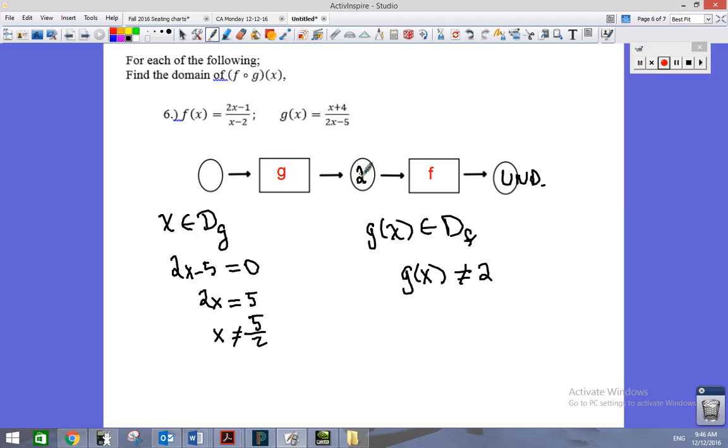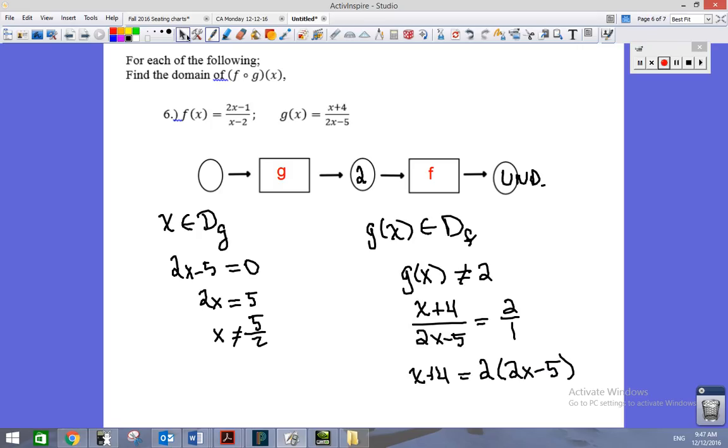Well, where did that number 2 come from? It came from g, so we have to figure out what input into g caused that output of 2, and then we have to prevent that from happening. So g was the function (x + 4) divided by (2x - 5). We temporarily let it equal 2, solve this equation to know what x produces an output of 2, and then we need to keep that from happening. So if we cross multiply, we've got x + 4 is equal to 2 times (2x - 5).